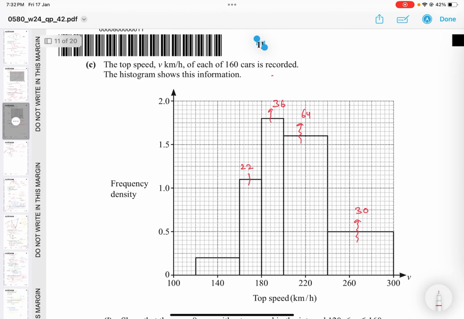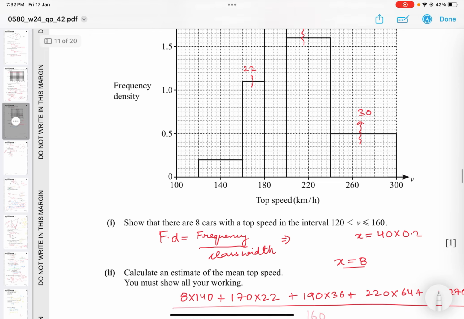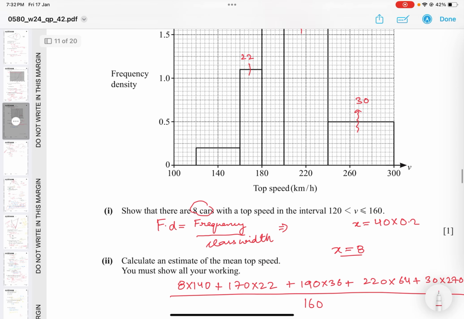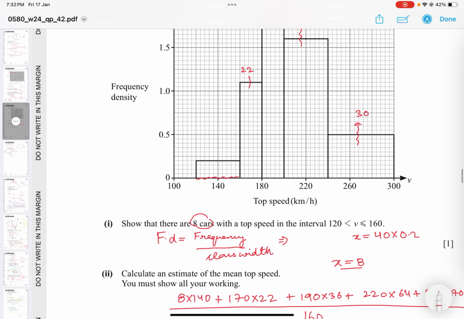This will go up and we will get our answer. Top speed V kilometers is this. The recorded histogram shows the information. Show that there are 8 cars with top speed. Can you see the range? This is the range they are talking about, 120 to 160.